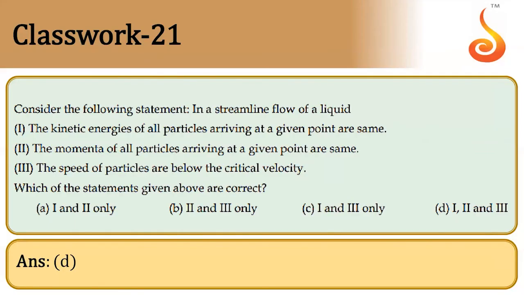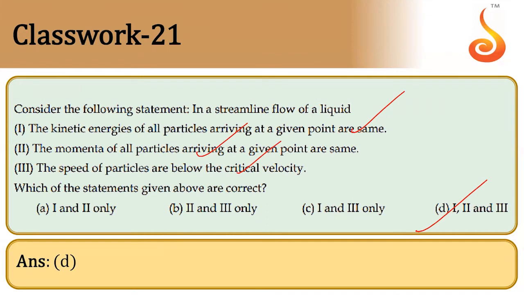Consider the following statement. In a streamline flow, kinetic energies of all the particles arriving at a given point are same. Correct. The momenta of all particles arriving at a given point are same. Correct. The speed of particles are below critical velocity. Yes, then only it will be streamline flow. Which of the following options? So option D, all are correct.